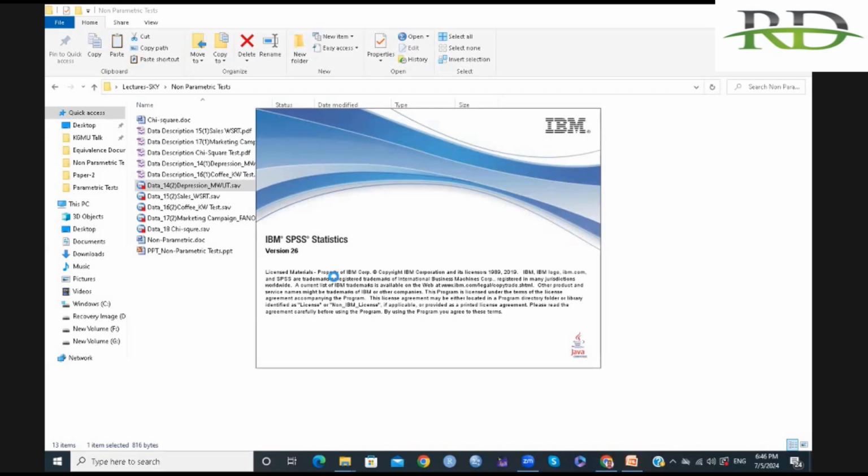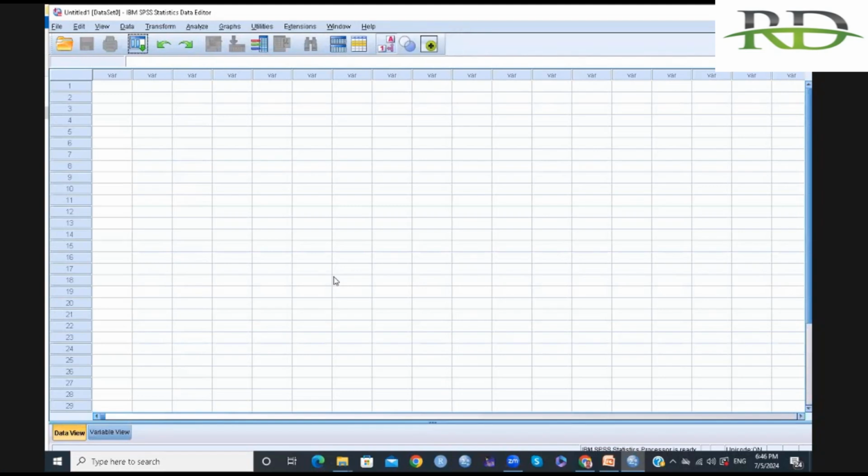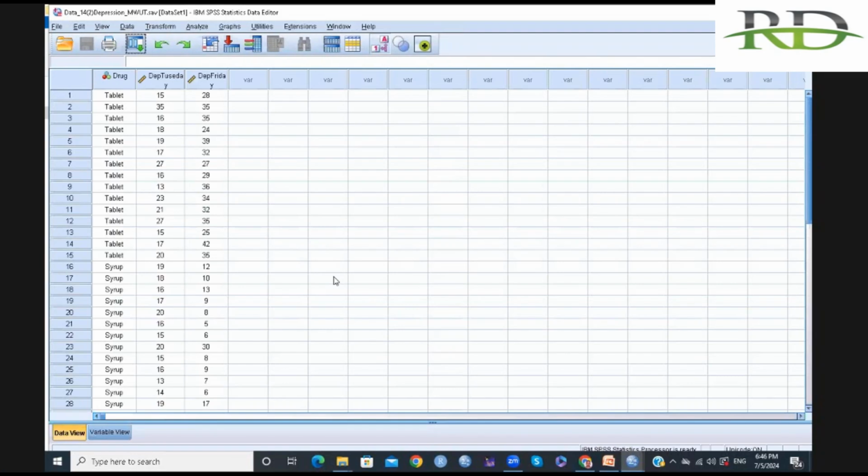So the non-parametric two independent sample test is the Mann-Whitney test. Here we have coded one as tablet and two as syrup, and so we will be comparing the two, and we can have comparison for the repeated measures as well, because we have two times data, on Tuesday and on Friday.